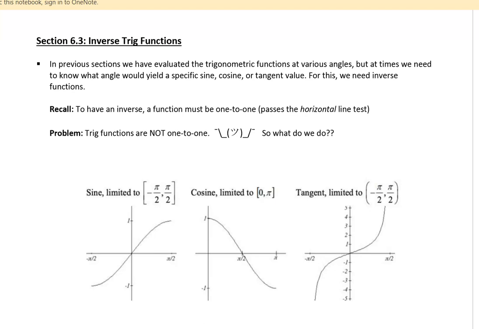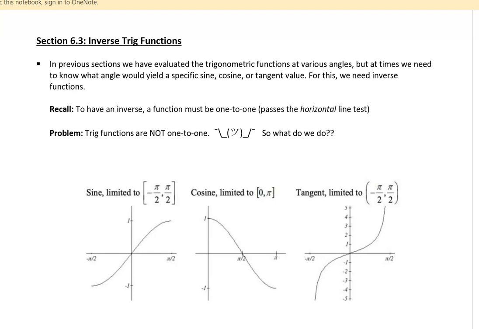In section 6.3, we're going to be looking at some inverse trig functions. In previous sections, we evaluated the functions at various angles, but at times we need to know what angle would yield a specific sine, cosine, or tangent value. So for this, we need some inverse functions.